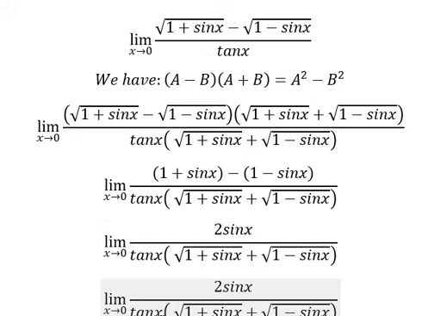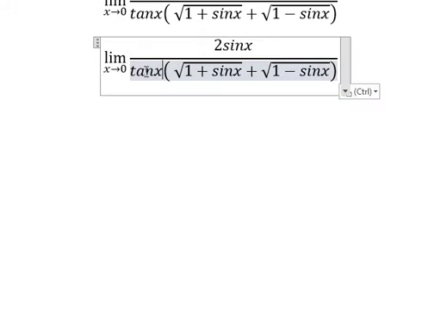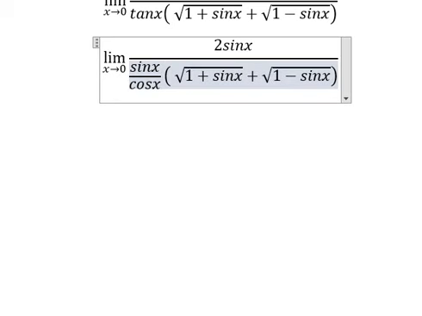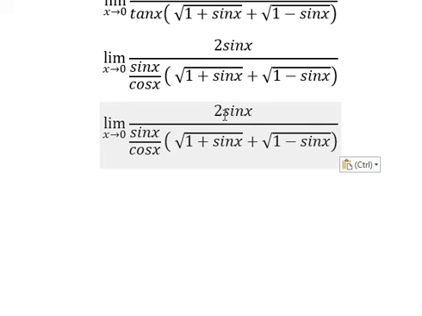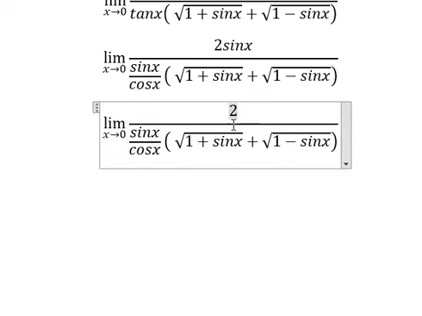So we know that tan x is sine x over cosine x. And now we need to simplify sine x on the numerator and denominator.